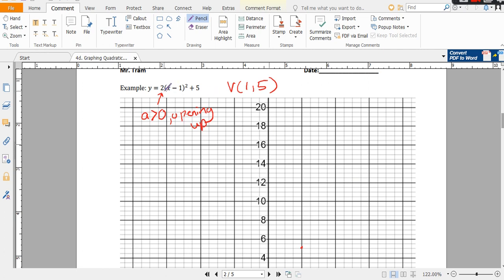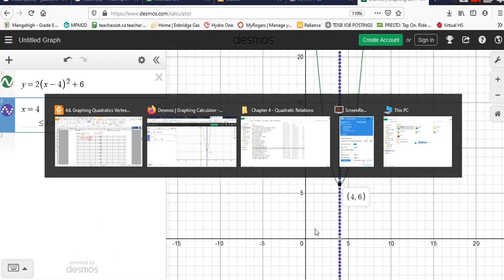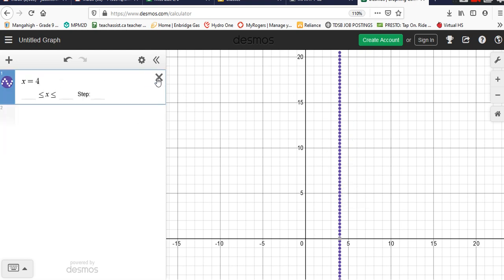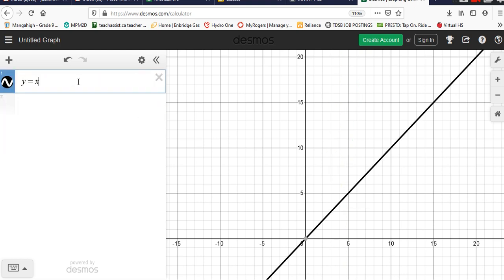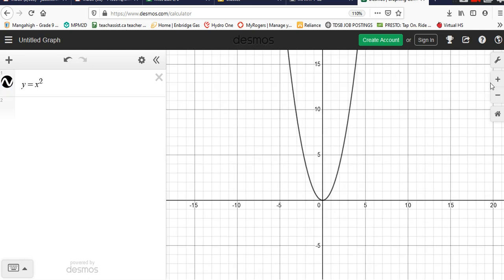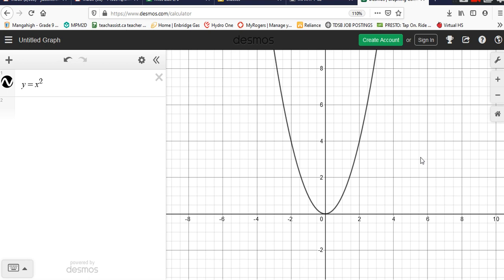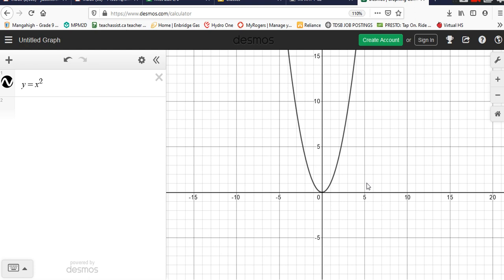Now, however, I know that it's going to be vertically stretched by 2. But I want to determine how to sketch that if it's vertically stretched by 2. Well, to do that, what I'm going to do is take a look at the parent graph. So let's go to decimals for a quick second. And if I were to sketch the parent graph, y equals x squared, I want you to take a look at something. If you look at the parent graph, there should be a pattern for all of these parabolas.